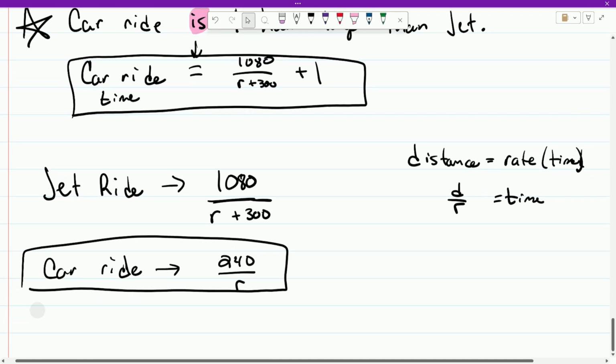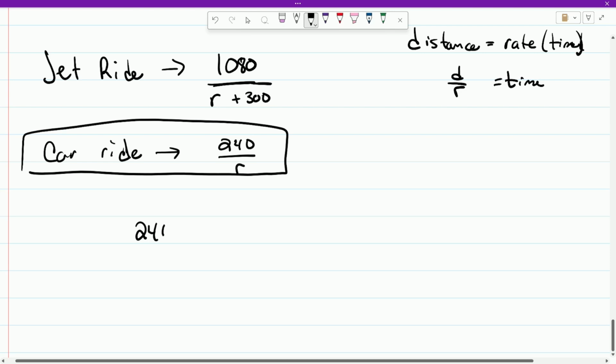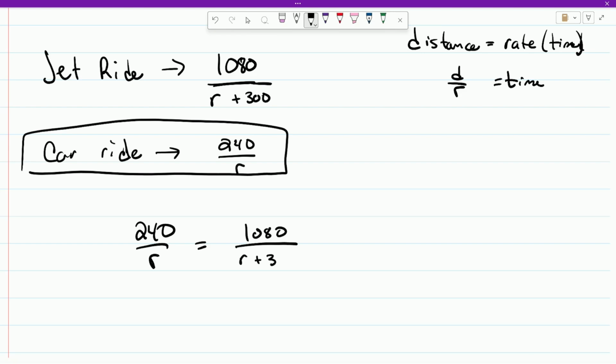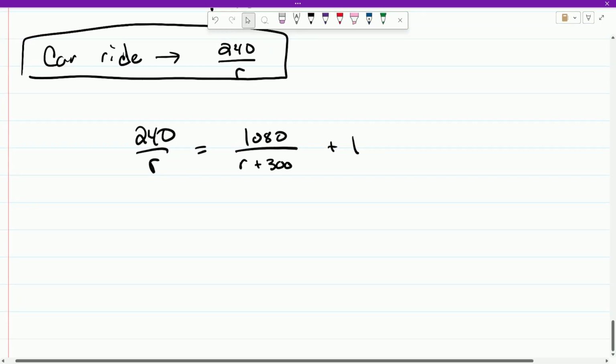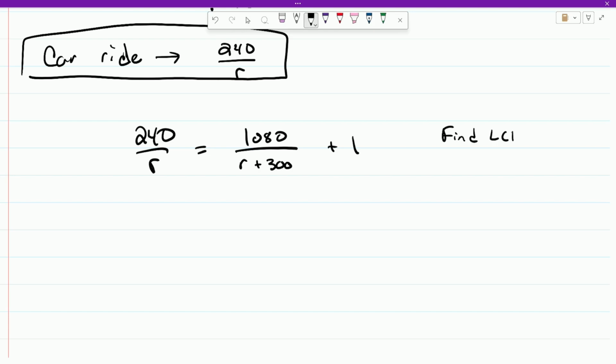So we have 240 over r equals 1080 over r plus 300, plus 1. And from here, you have many different ways you can do this. Traditionally, we would find the LCD, reduce all denominators, and then solve appropriately. Which is fine. You can still do that.